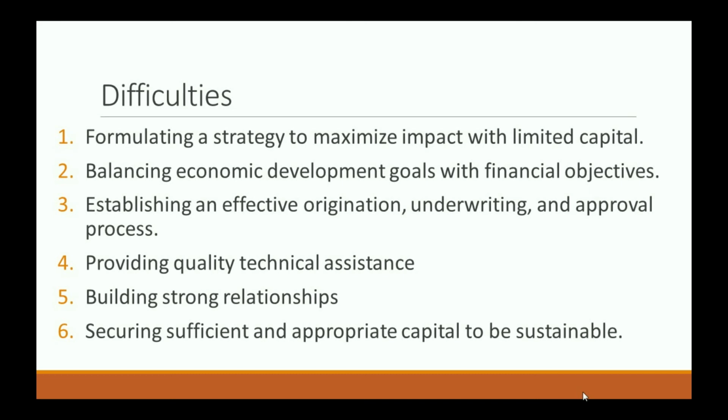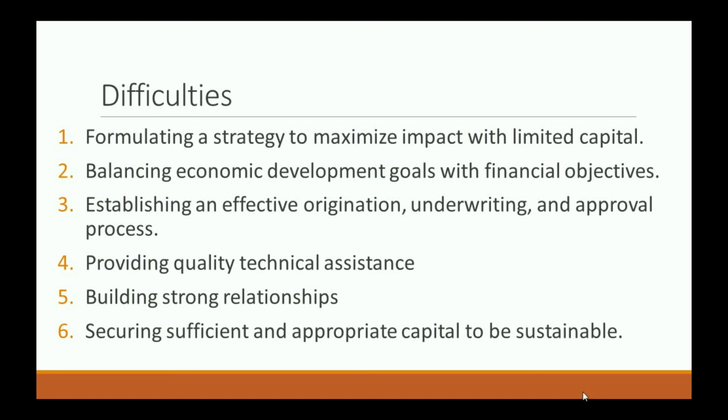Another difficulty would be providing quality technical assistance. It's often difficult to find people who have the know-how that are willing to work as required for this, because it would be difficult to have someone sitting in an office all day waiting for someone to come in and ask a technical assistance question. People aren't going to be there all the time, and it would be very expensive, and it's a drain on your revolving loan fund pool of money. Because now you would have someone on payroll who has to be there all the time waiting to answer questions.